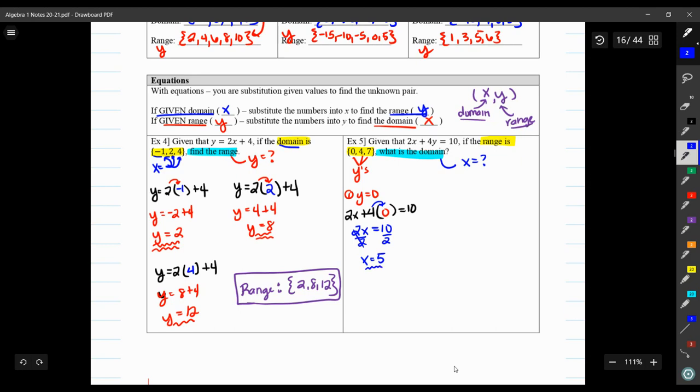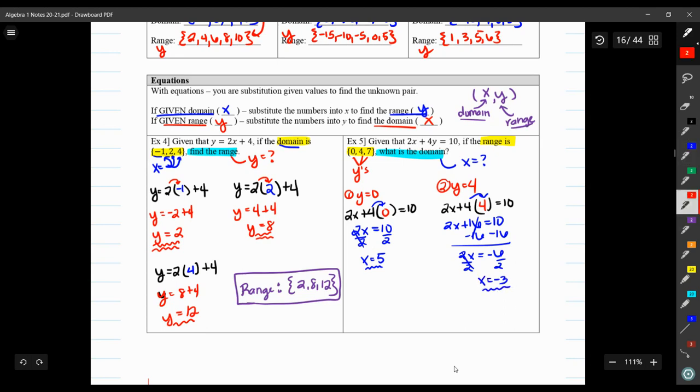This is our first domain value. Next, let's plug in the next y. So the next y is 4. So same thing, 2x plus 4 times, but y is now a 4, equals 10. And we're going to solve this guy for x. So 4 times 4 makes 16, so 2x plus 16 equals 10. Subtract the 16 from both sides. 2x equals negative 6. Divide out the 2. X is equal to negative 3. So there's a second domain value.